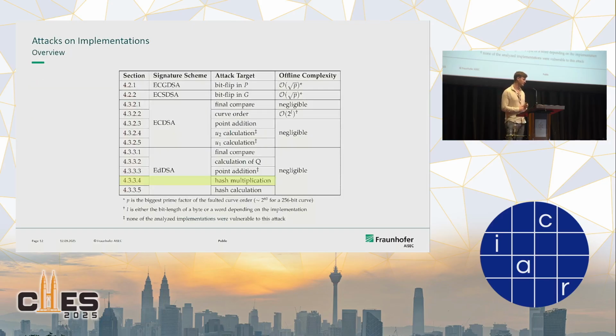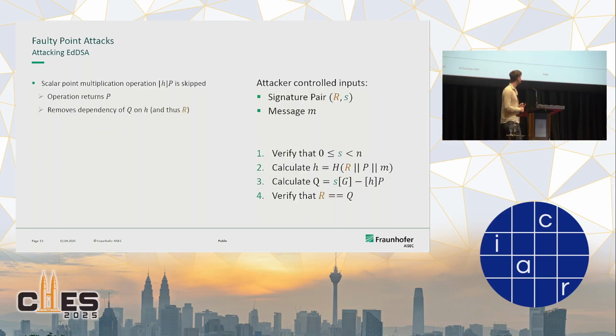This led to 10 attacks that we discovered for ECDSA and EdDSA. I'm not going to show all of them here, that would be a bit out of scope. I'm just going to give you one example of these attacks on EdDSA. So basically the idea is, again, we've got these attacker-controlled inputs. As with the secure bootloader example, the attacker can control the signature pair and the message. And then we target this h times P multiplication, so the multiplication of this hash value with the public key point.